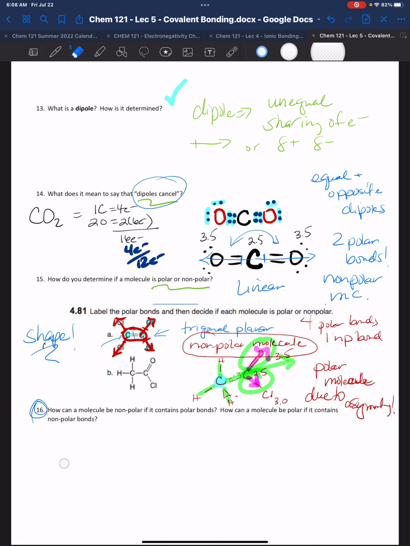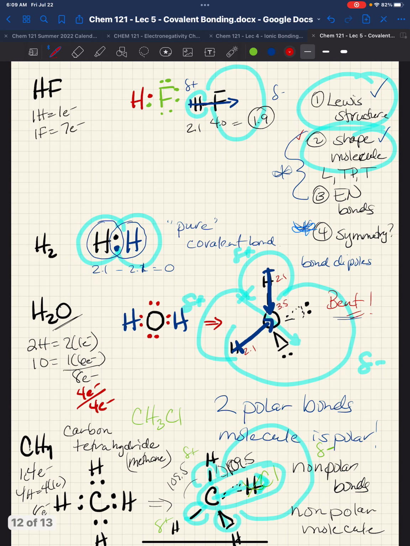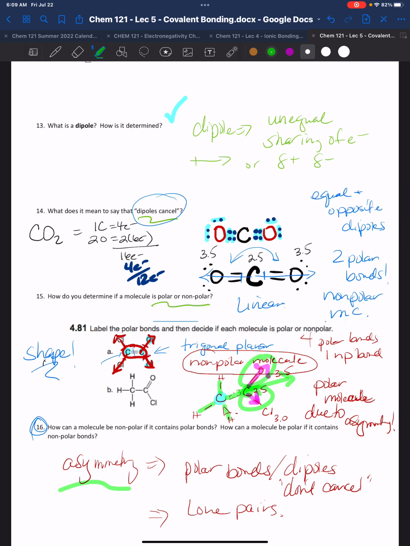Asymmetry also shows up when you're talking about, I just wrote a word on there, I didn't mean to. Asymmetry basically is anytime there are polar bonds and the dipoles don't cancel. Okay, and you need to understand what that means, right? Asymmetry also happens when there are lone pairs. So often, like with water, this sort of asymmetry of having these lone pairs out here also manifests in that concept of asymmetry and the polarity of a molecule.